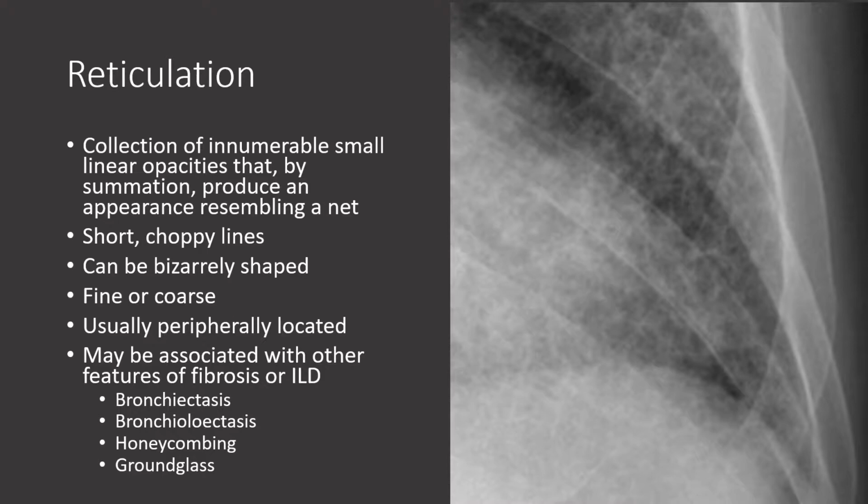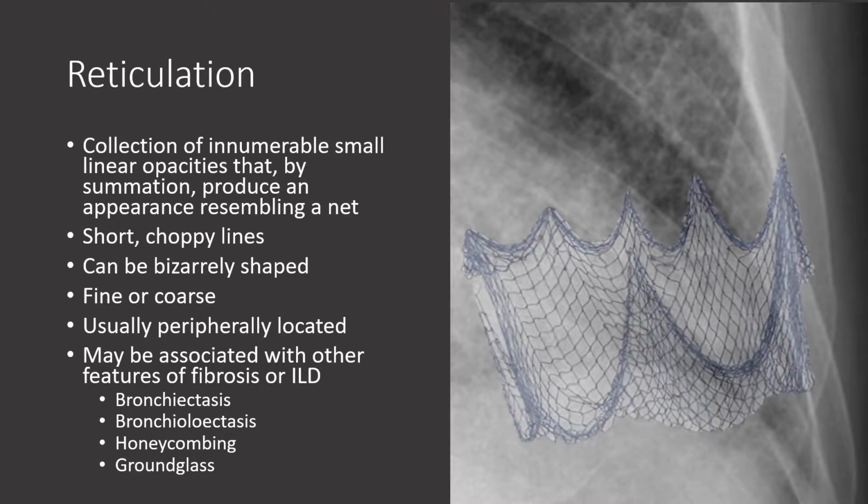This is in contrast to the smooth septal and more discrete lines that we saw in the earlier images in the patient with pulmonary edema. This appearance of numerous tiny irregular lines has been likened to chicken wire or fishnet, which we can see here.